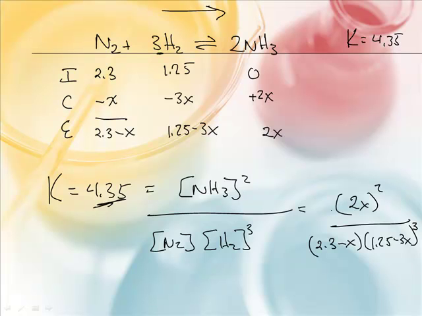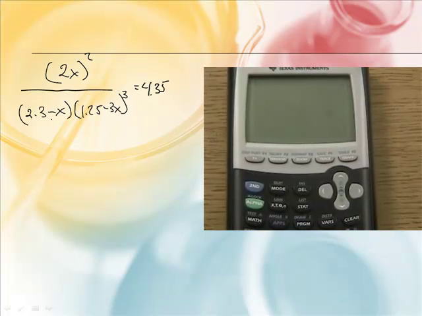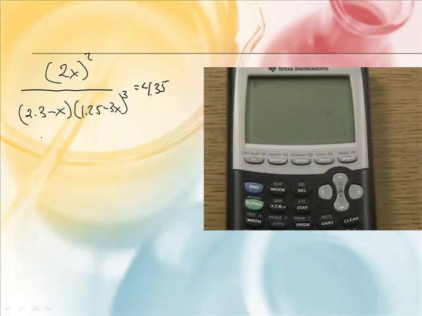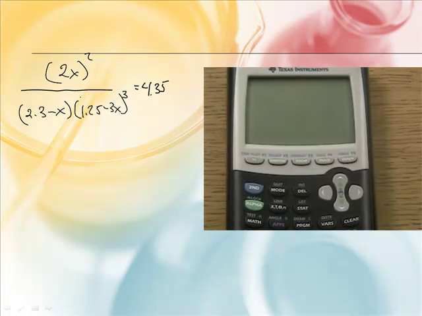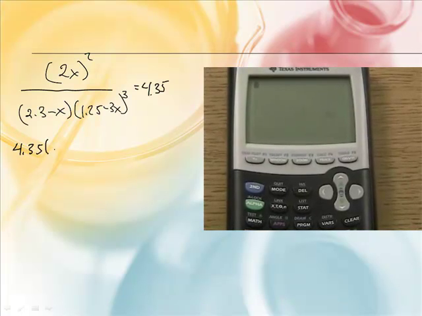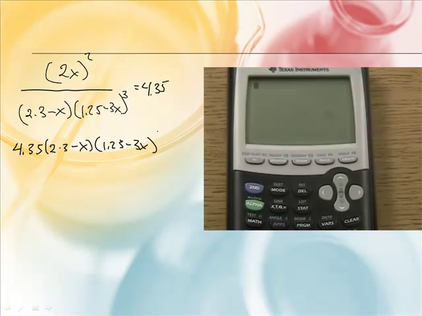And so let me just rewrite this so we can have two screens. So here's my equation right here, folks. What I want to do is get it set to 0, so I'm going to just cross multiply. So 4.35 times 2.3 minus x times 1.25 minus 3x cubed is equal to, actually I'm just going to write 4x squared, because 2x quantity squared is 4x squared.